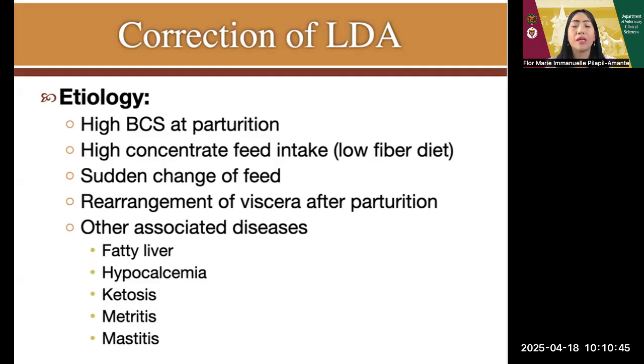And we also have the list of associated diseases here. Fatty liver, hypocalcemia, and ketosis are related to nutrition. Then we have metritis and mastitis.